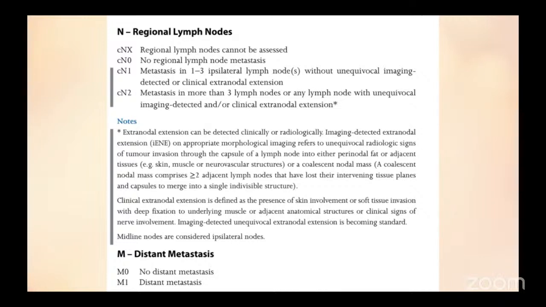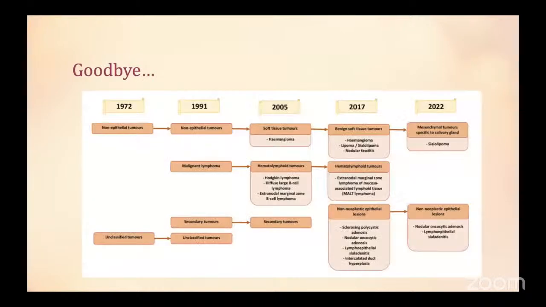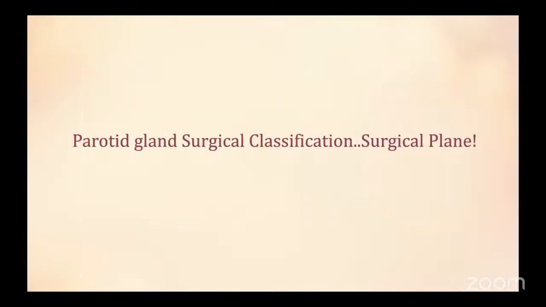Distant metastasis M0, M1. So thankfully, a lot of non-epithelial pathologies have been removed. Hemangioma, lipoma, these are not there. So we have only mesenchymal tumors and non-neoplastic epithelial lesions. We have lymphoepithelial sialadenitis and nodular oncocytic hyperplasia. This is just to complete the new entities.